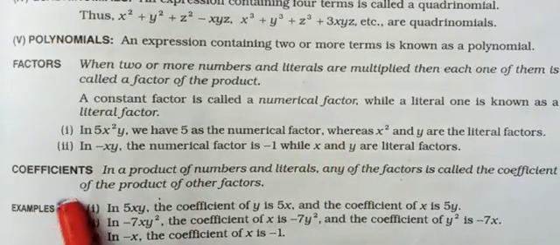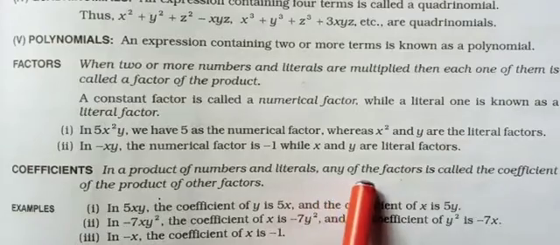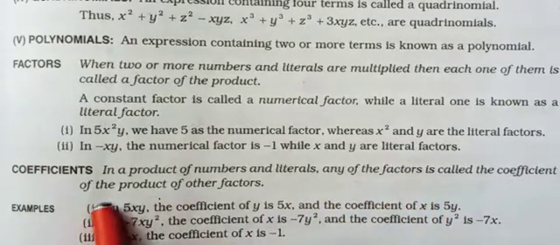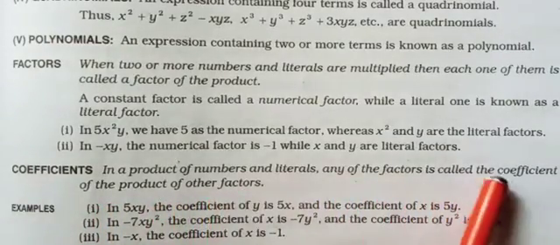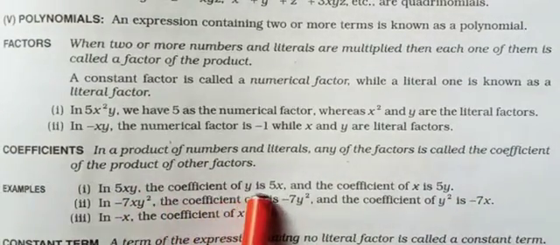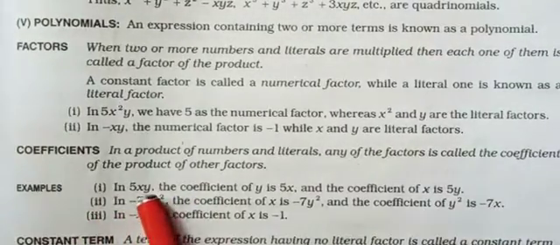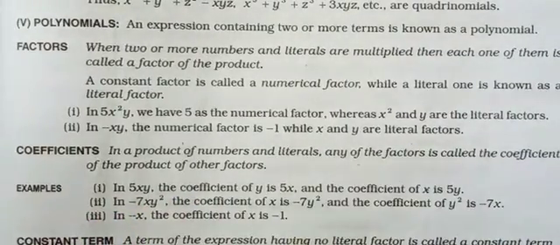Next come to coefficient. In a product of numbers and literals, any of the factors is called the coefficient of the product of the other factors. That is, in 5xy, the coefficient of y is 5x. If we have to find the coefficient of y, we separate y from the rest of the value. Whatever rest of the value we get is called the coefficient of that. Similarly, the coefficient of x is 5y.